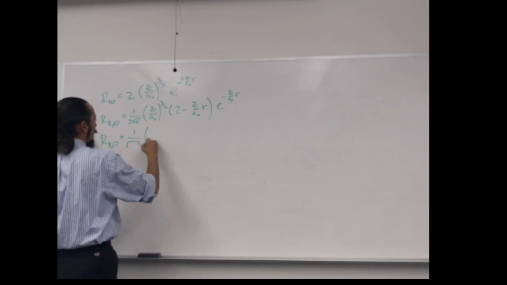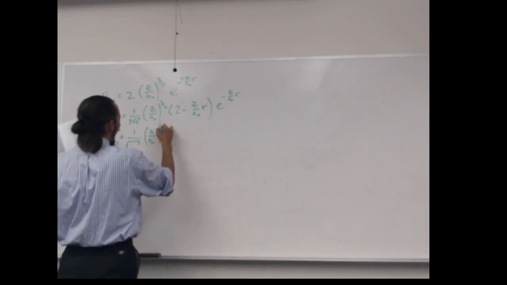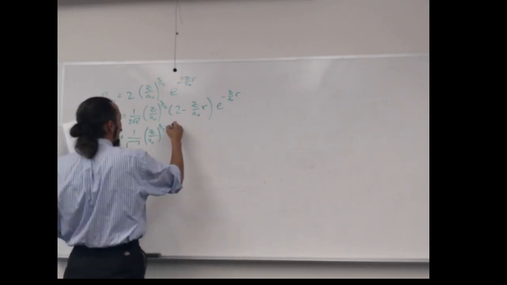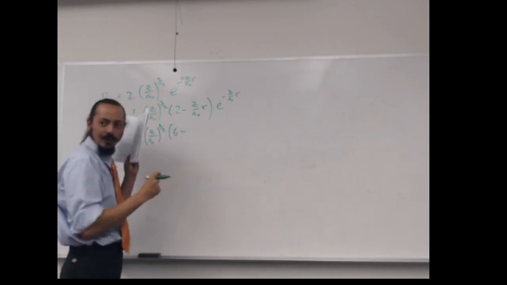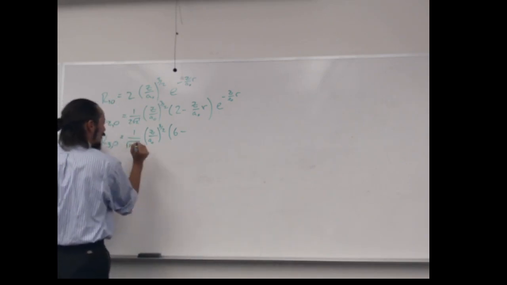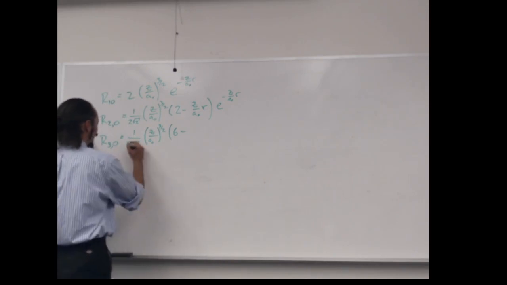Square root of something, Z over A naught to the 3 halves. I've got 200, what looks like 243, and I don't think that's right. Maybe it is. It's on the worksheet. Is it 243? Whoa, it is. It's 243. I haven't looked at R3 naught in a while.